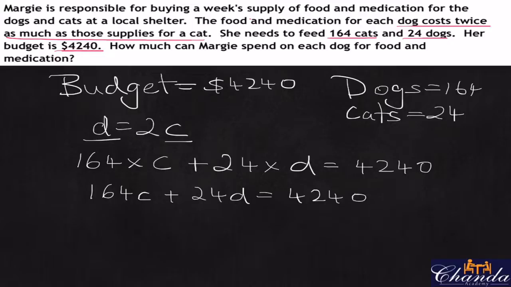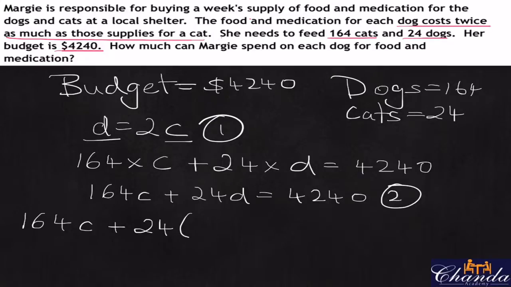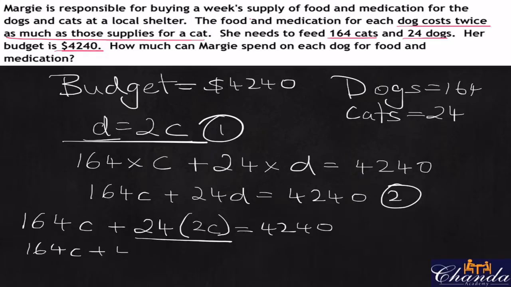So again, we have two equations here, guys. Now, again, these are simultaneous equations. However, we can simply use the process of substitution. So substituting D equals 2C into this gives me 164C plus 24 times the D, which gets replaced with 2C, because as it says, D is equal to 2C, which is equal to 4,240. 164C plus 24 times 2C is 48C, which is equal to 4,240.